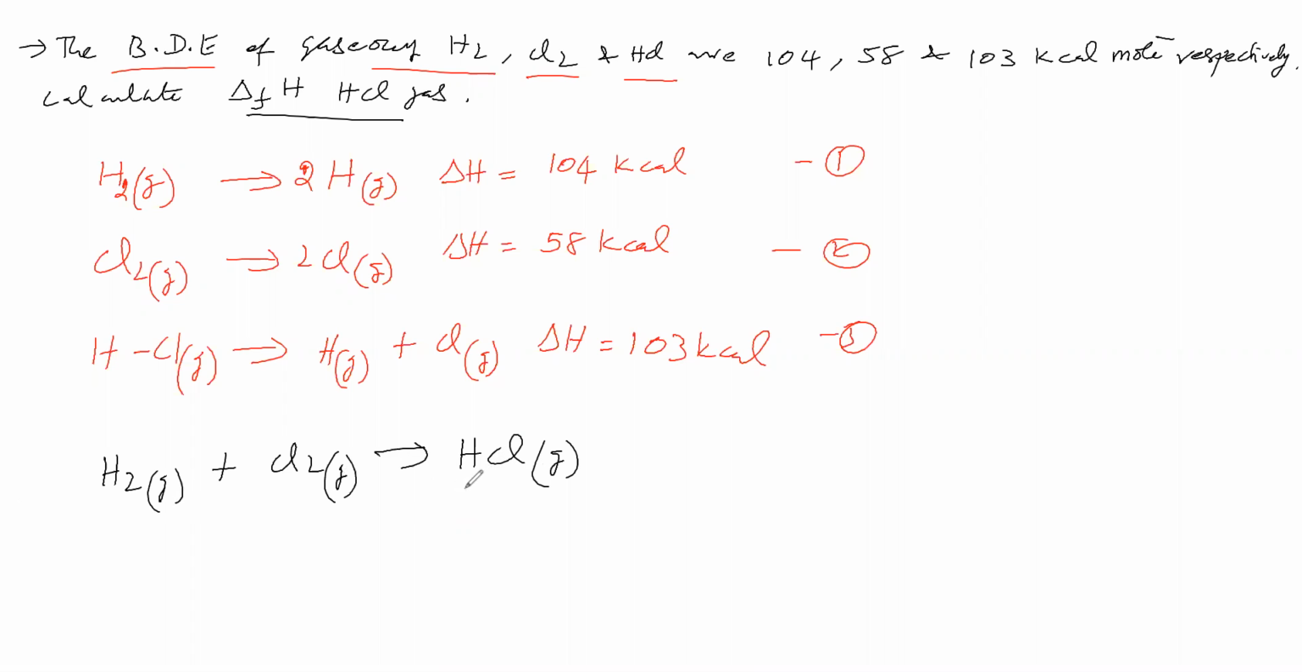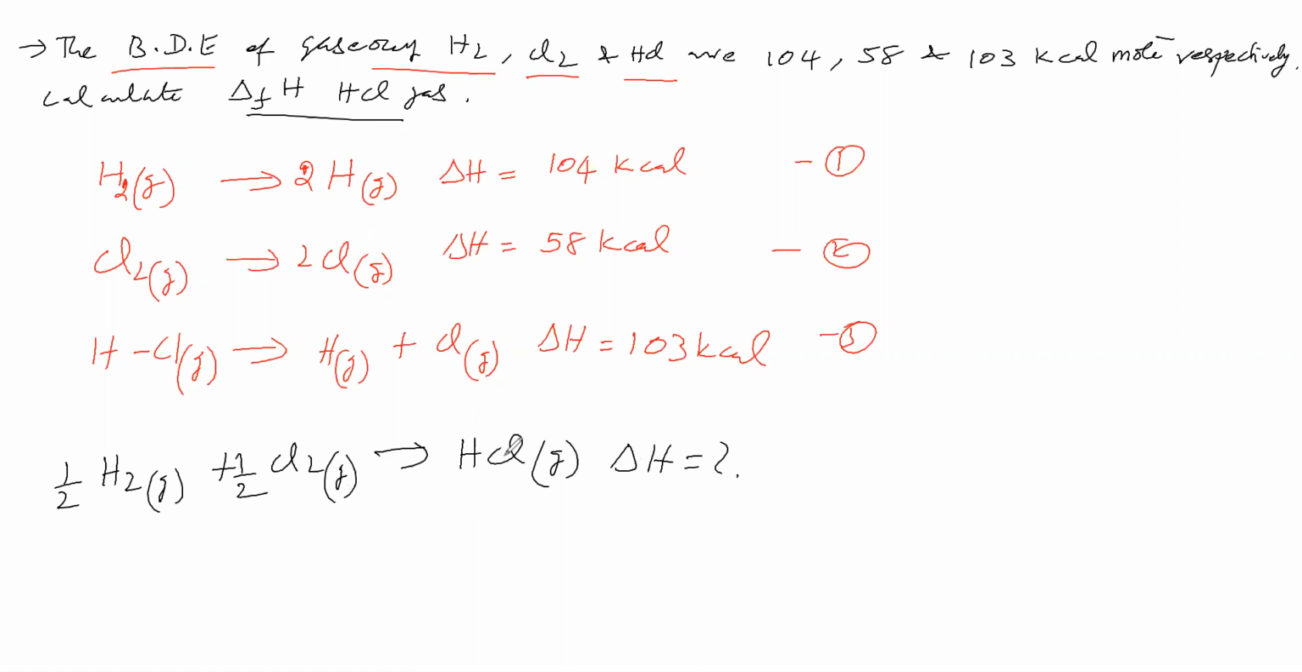We are keeping HCl gas as 1 mole because HCl is forming. Therefore, we keep HCl gas as 1 mole and balance the rest. So we keep 1/2 of H2 and 1/2 of Cl2. Now we have balanced it. For this process we want delta H, and that delta H is called the enthalpy of formation of HCl gas.